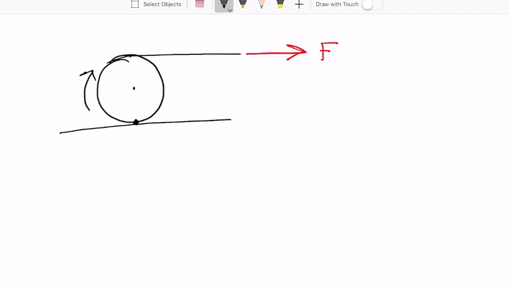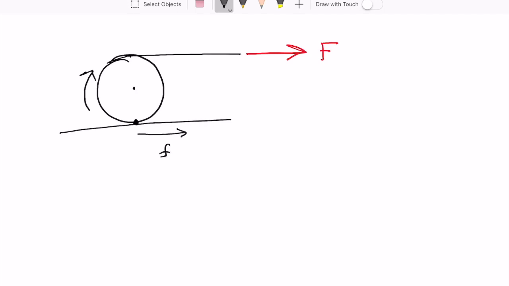That's what would happen if the ground was completely frictionless. But what's actually happening is that the cylinder rolls forward, right? So something must be preventing the cylinder from rotating in the clockwise direction, and that must be the friction force. And so the friction force acts in this direction.